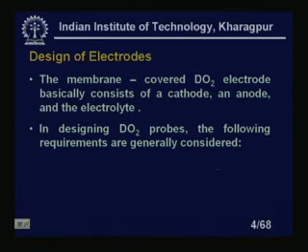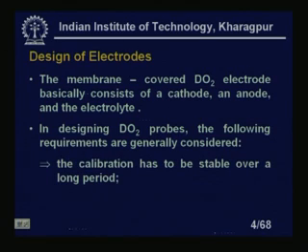In designing DO2 probes, the following requirements are generally considered. The calibration has to be stable over a long period. Usually, you know that bioreactions take a long time. Some reactions take several days to complete, and no reaction will be less than 72 hours, some even longer. So, the stability of the calibration matters, because there are many problems we will find, such as deposition on the cathode, which will change the calibration. We have to avoid that type of change, otherwise the entire output will be wrong. So, the stability of calibration is more important.